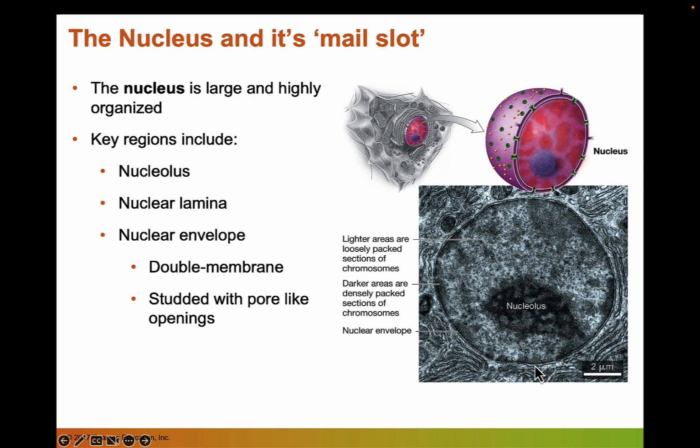We also have, underneath the nuclear envelope, the nuclear lamin. This is made up of intermediate filaments, and chromosomes are anchored to the nuclear lamin, and it helps provide structure to the nucleus. And then on the outside is a double membrane we call the nuclear envelope. You can see in this cartoon that this is a double membrane, and the nuclear envelope is also studded with these green circles. These are pore-like openings, okay?